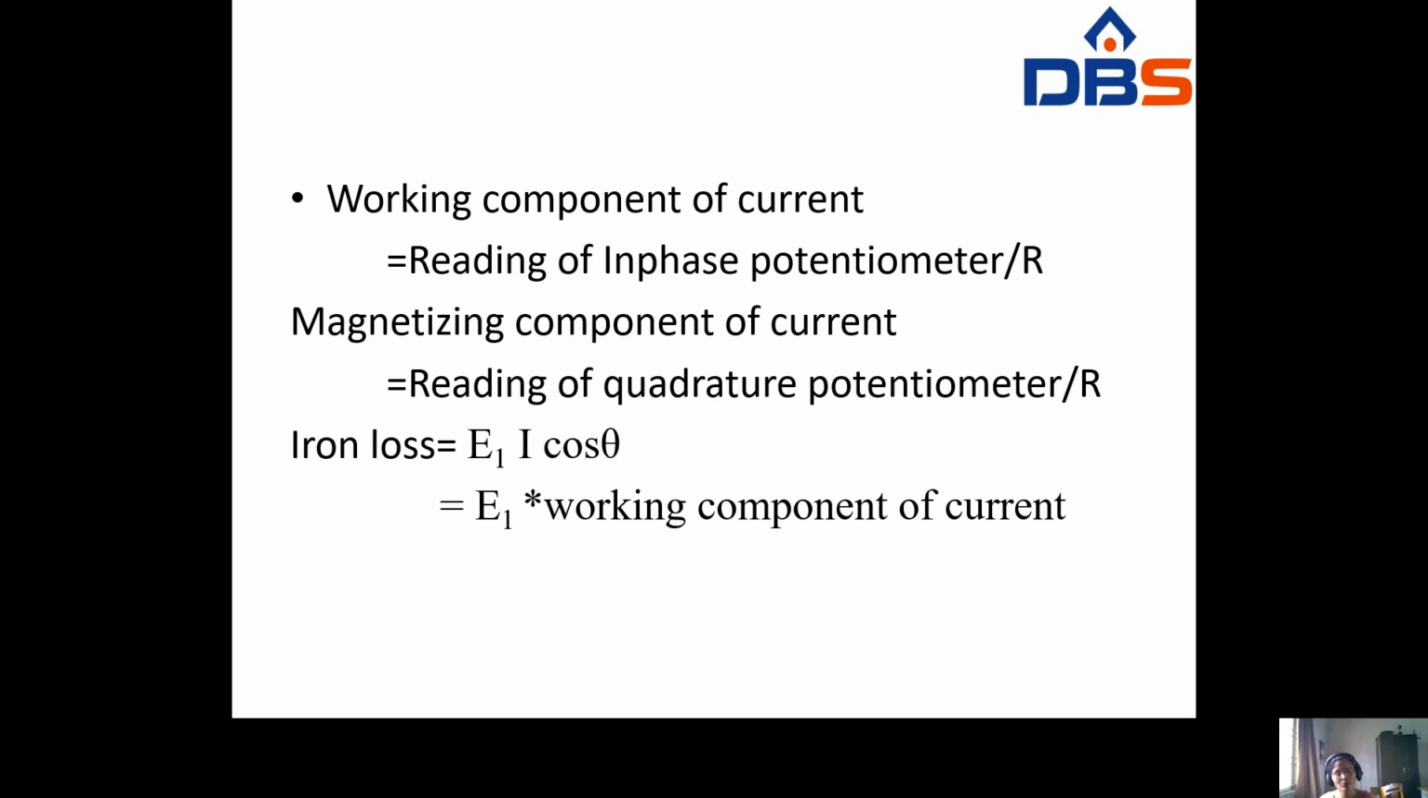In this class we discussed how you can determine the BH curve, as well as how you can find out the iron losses and what methods are used for the iron losses. In the next class we will discuss some problems. Okay, thank you.